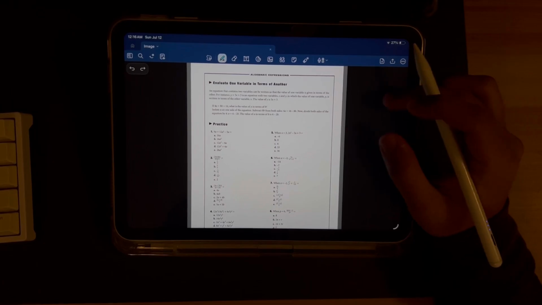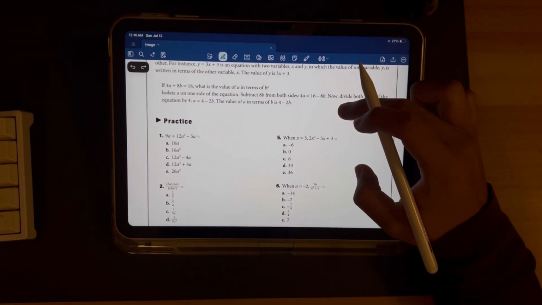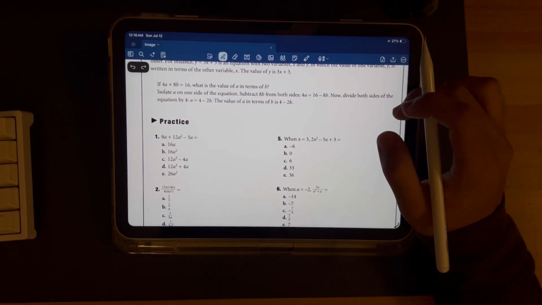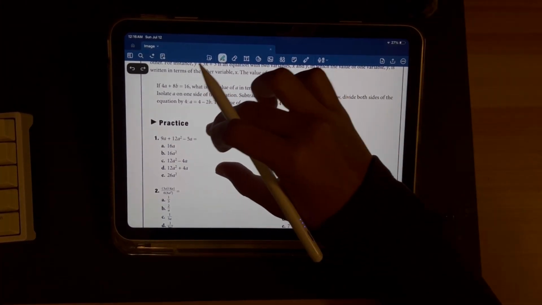So, hello and welcome everyone, and for today's ASMR video, we will be doing and solving different mathematical equations, specifically algebraic expressions. So let's start.